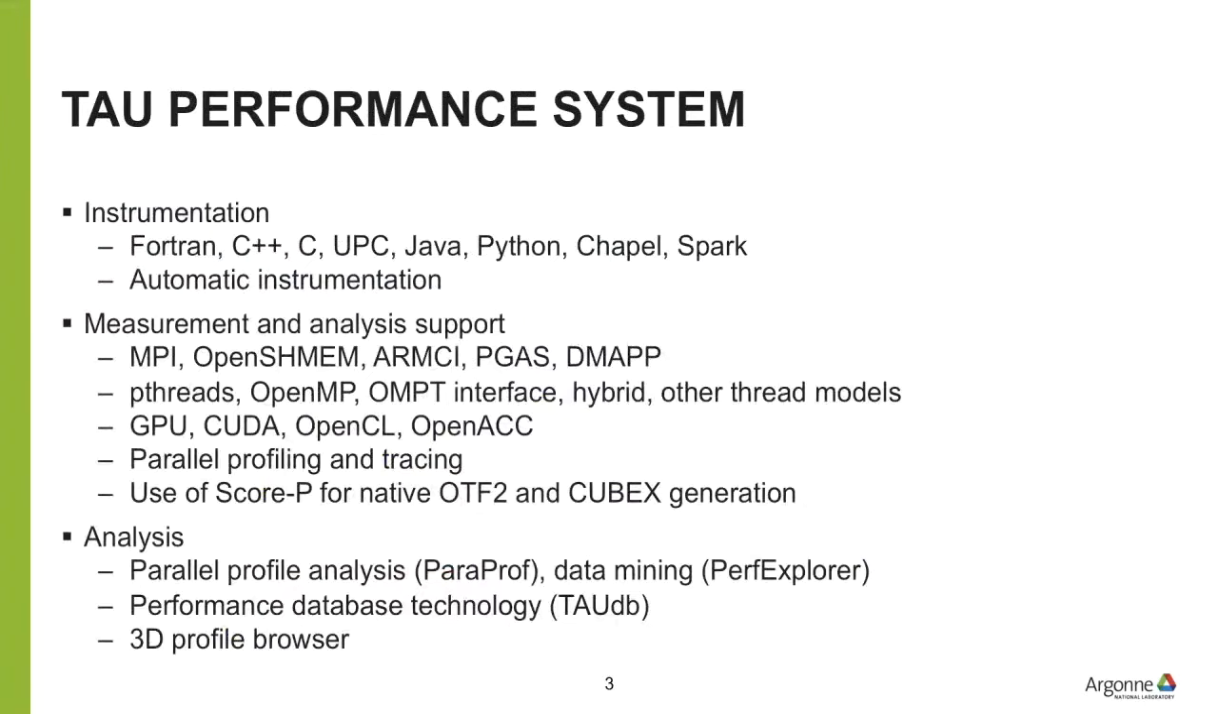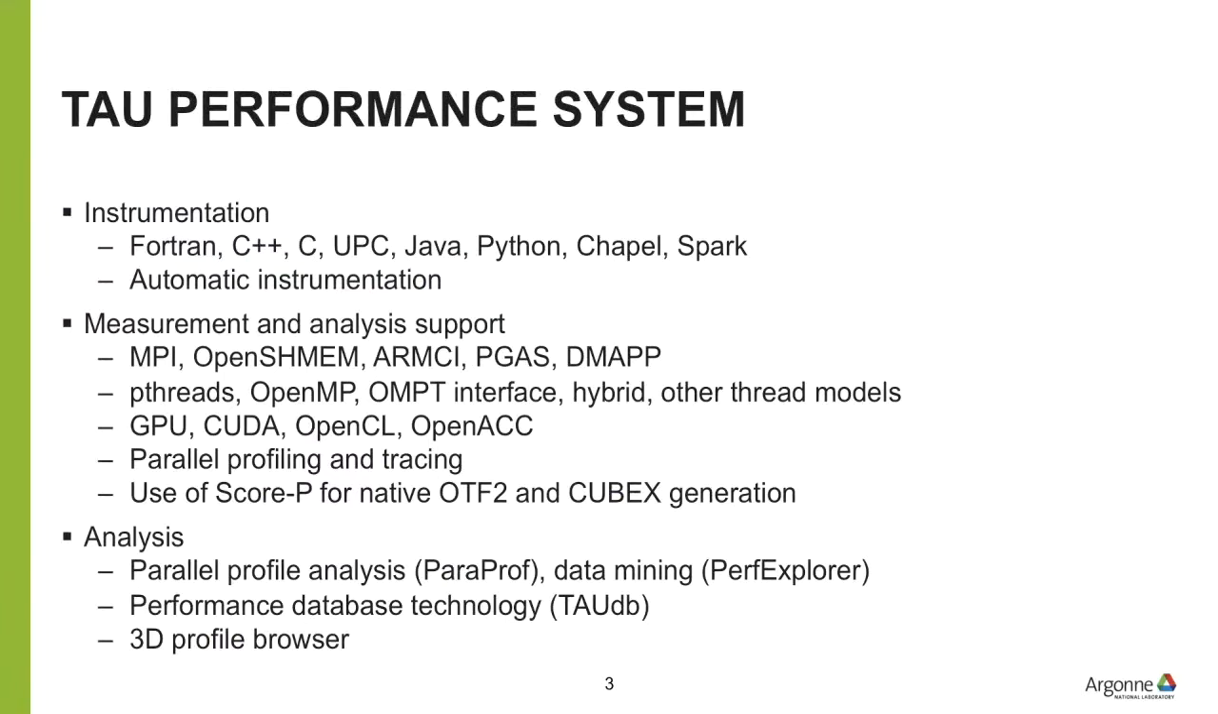So the TAU performance system supports many different languages as far as automatic instrumentation is concerned. These include Fortran, C++, C, Python, Java, Spark for data analysis, and it supports automatic instrumentation at the compiler level, even at the runtime. There are many different runtimes that we support, including MPI, OpenSHMEM, RMC, and other PGAS runtimes. We also support pthread library, OpenMP. We have an OpenMP instrumentation API. You can mix and match MPI with multiple threading models. We also support GPU executions.